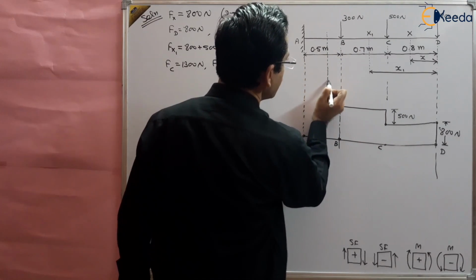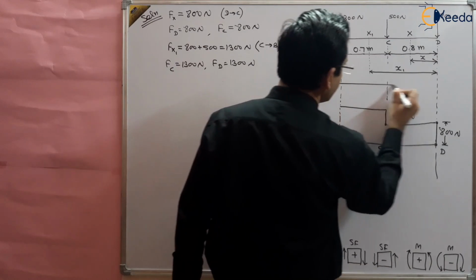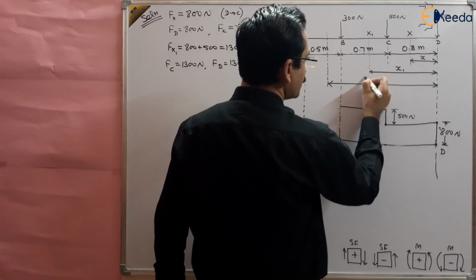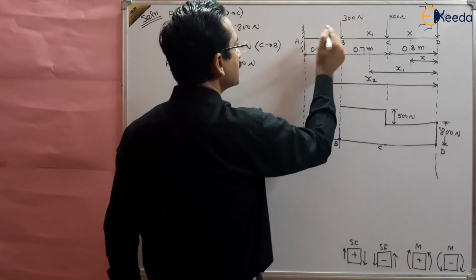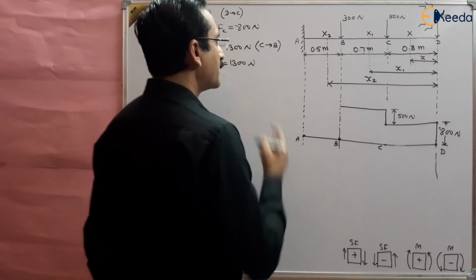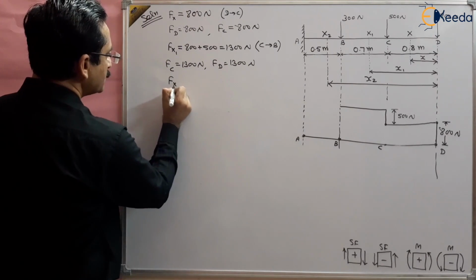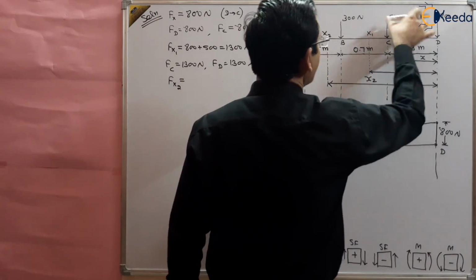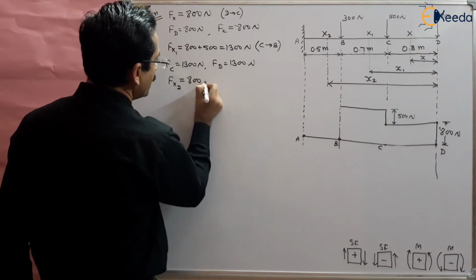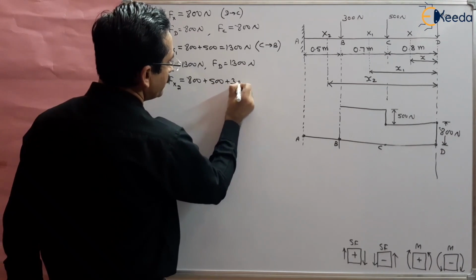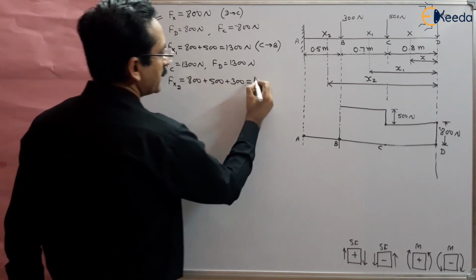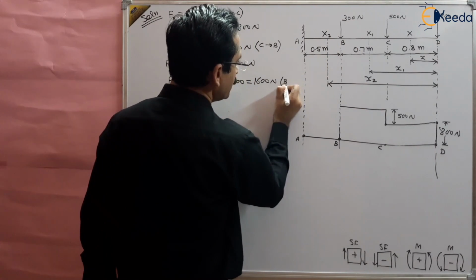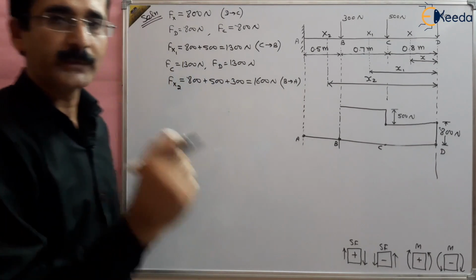We can take one more section here, like this, and this is the section taken from D, right? So this is, suppose, x2, and this section is capital X2, right? What is the shear force at x2? Fx2 will be equal to the algebraic sum of all the forces to the right of the section: 800, 500, 300. So this will be equal to 1600 Newton, and it is valid between B to A, right?